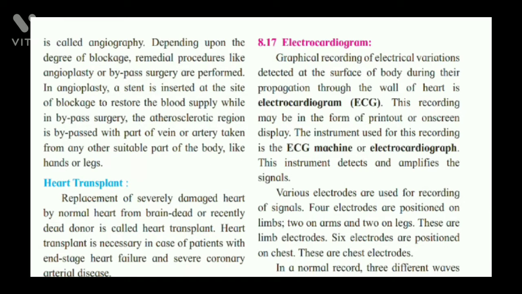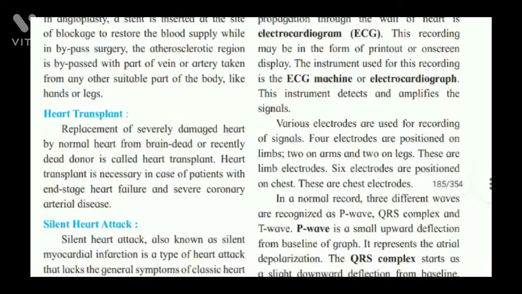Electrocardiogram. Graphical recording of electrical variations detected at the surface of the body during their propagation through the wall of the heart is called an electrocardiogram, ECG. This recording may be in the form of a printout or on-screen display. The instrument used for this recording is the ECG machine or electrocardiograph. This instrument detects and amplifies the signals. Various electrodes are used for recording of signals.